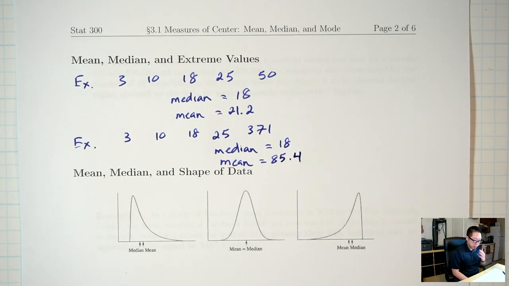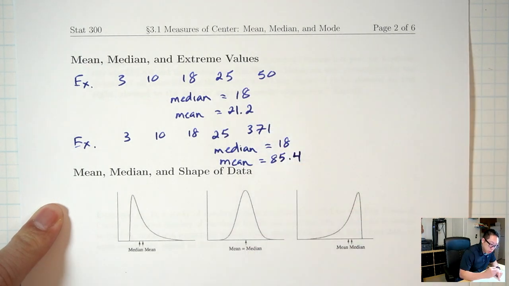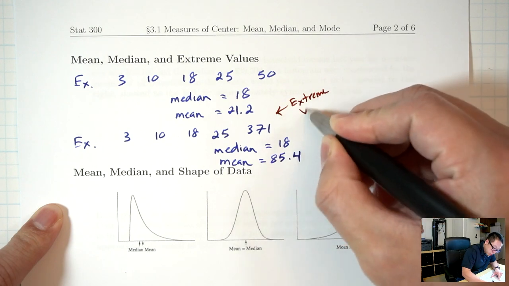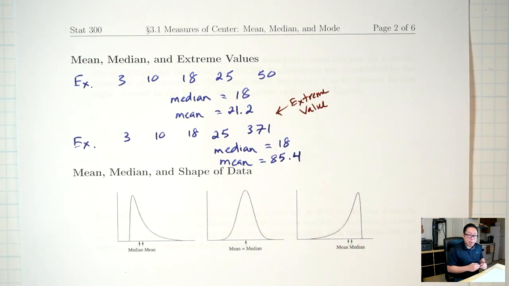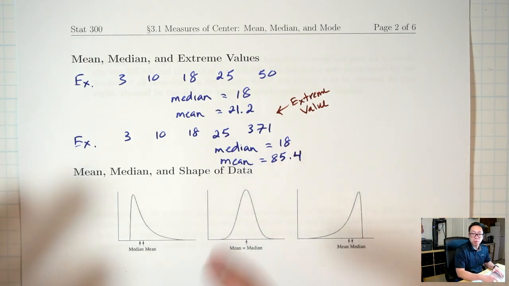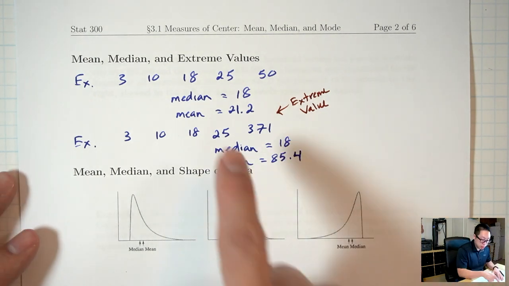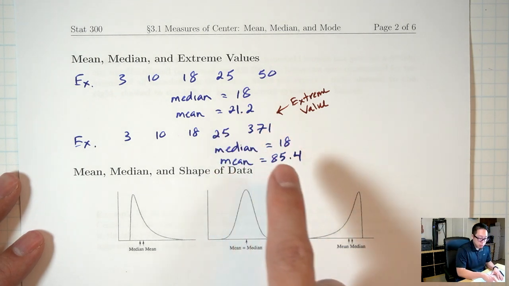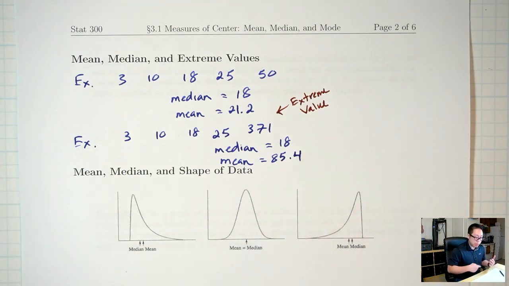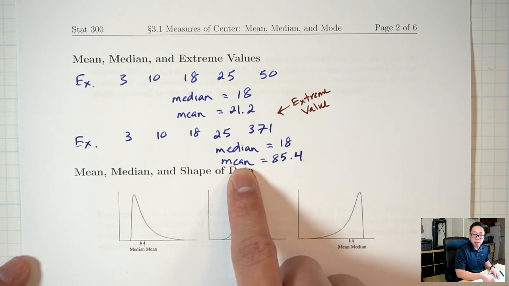Okay, what's the point? The point I want to make here is, when I replace one of my values with an extreme value, what happens to the median and what happens to the mean? The median went from 18 and it stayed at 18, right? So the median stayed the same. What about the mean? The mean originally was 21.2. Then with an extreme value added, it jumped up to 85.4. So the point here is that the median is not affected by extreme values. The mean is affected by extreme values.